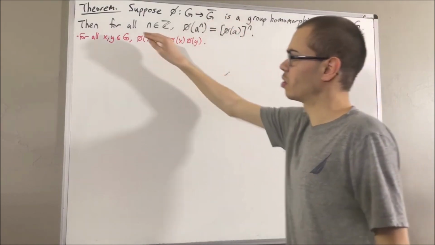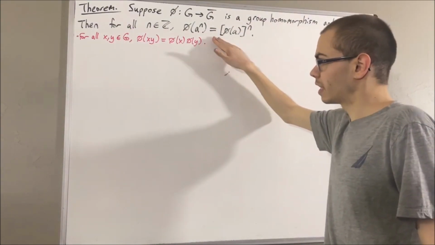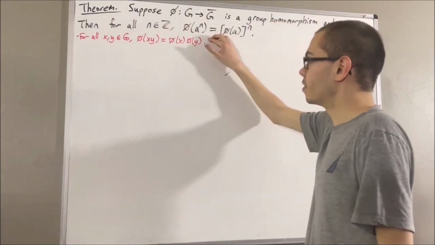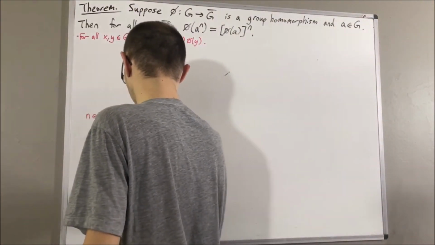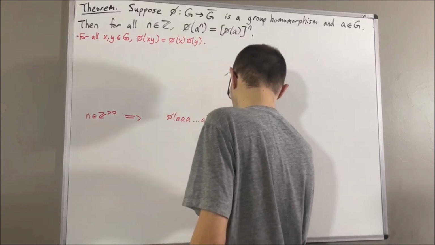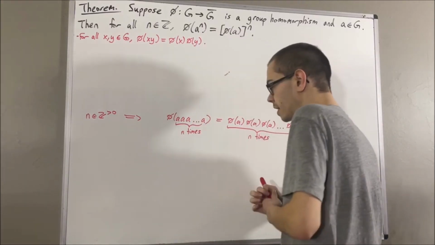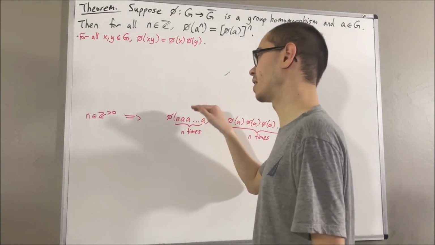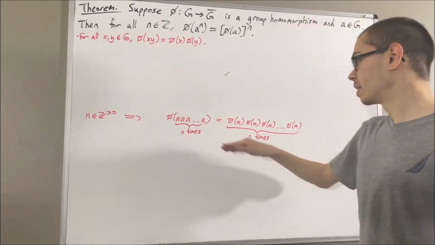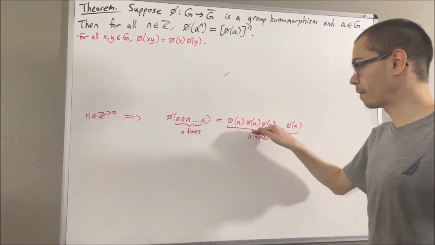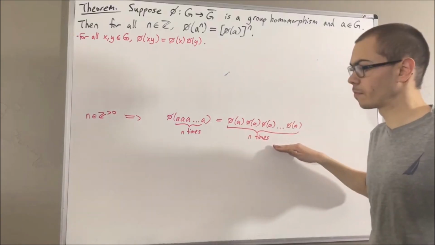Now, let's talk about what this equality is saying. In the case where n is a positive integer, this equality is telling us that phi of a times a, and so on, multiplied by itself n times, is equal to phi of a times phi of a times phi of a, and so on, multiplied by itself n times.